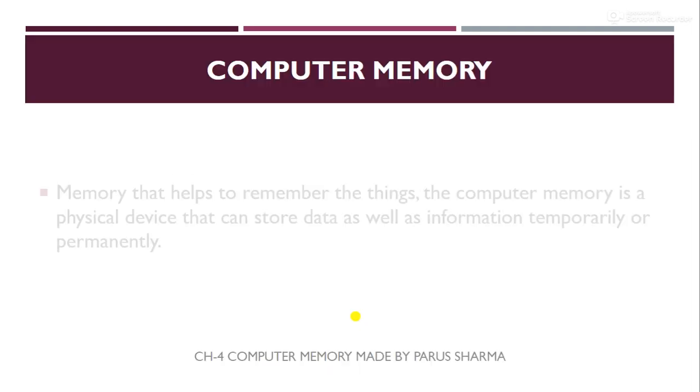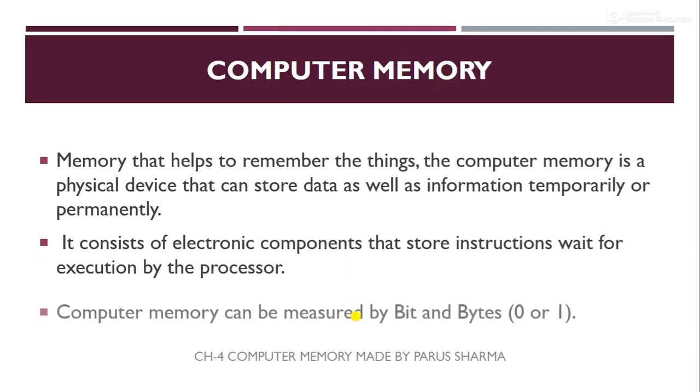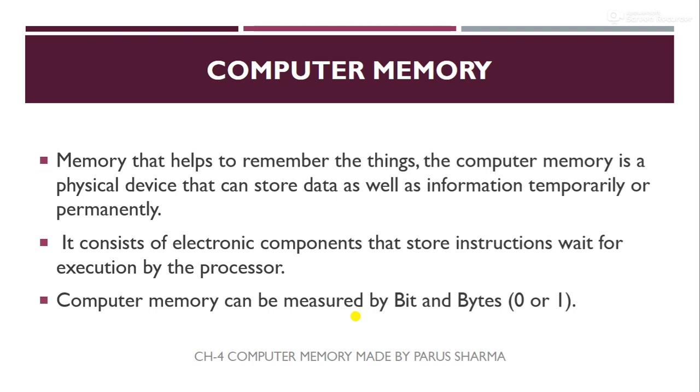Now let's start. As we all know, memory helps us to remember things. Like that, computer memory is a physical or electronic device that can store data as well as information temporarily or permanently. It consists of electronic components. As the computer is an electronic machine, its parts are also electronic and can store instructions, waiting for execution by the processor, which you already read about in the input and output process.